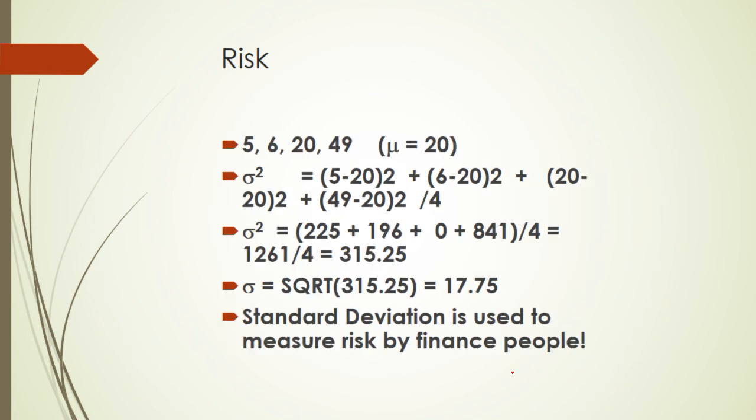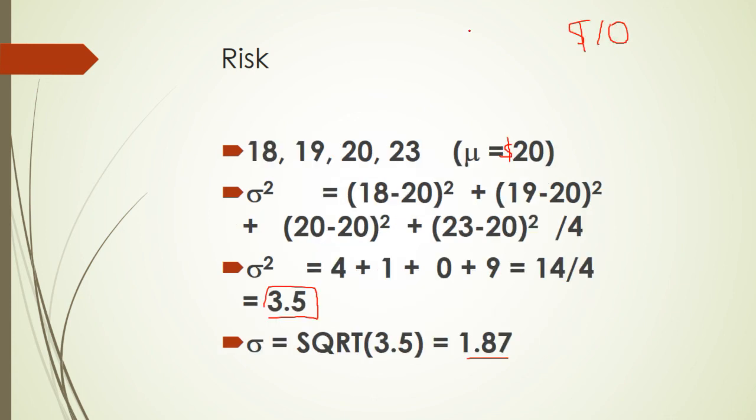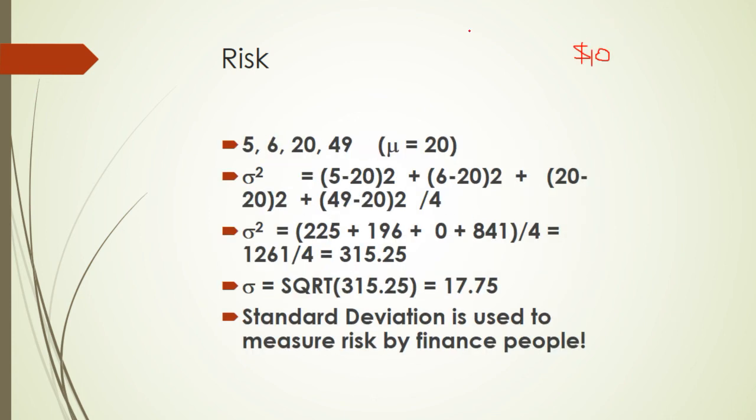On the other hand, this guy says to you, I have another investment. And if you put $10 in, a year from now, I'll give you whatever I have. And it could be $5. It could be $6. It could be $20. But it could be $49. The mean of those 4 numbers is also 20. But those numbers are a lot more spread out than these numbers are. These numbers are all close together. These numbers are spread out.